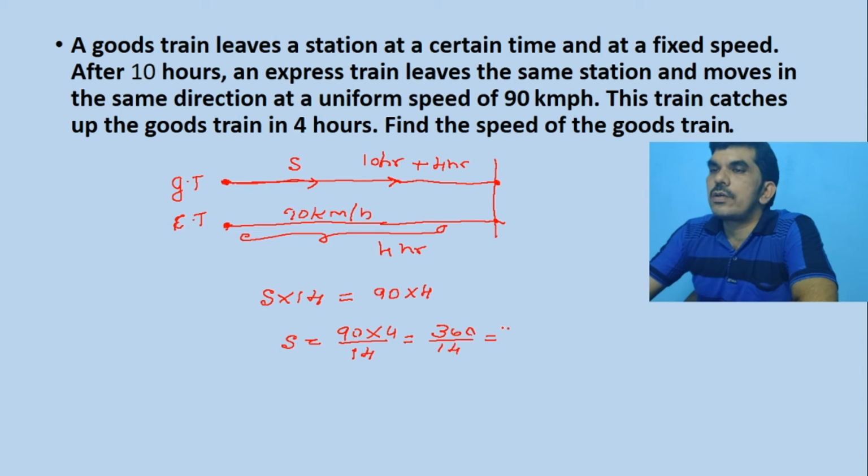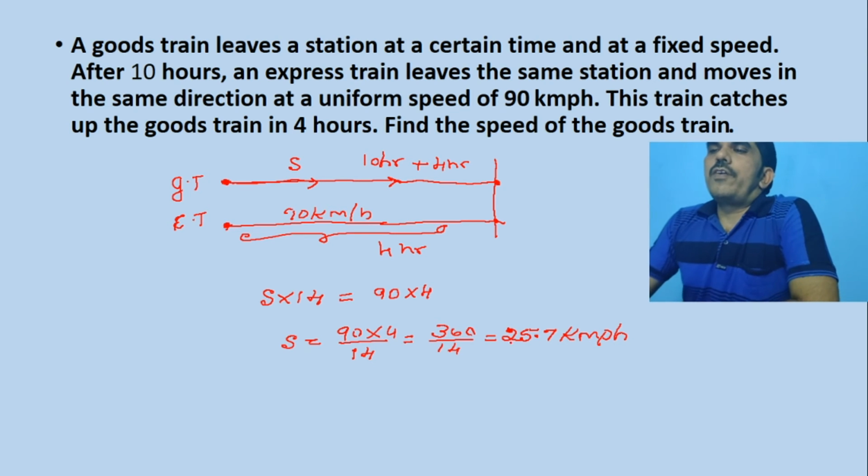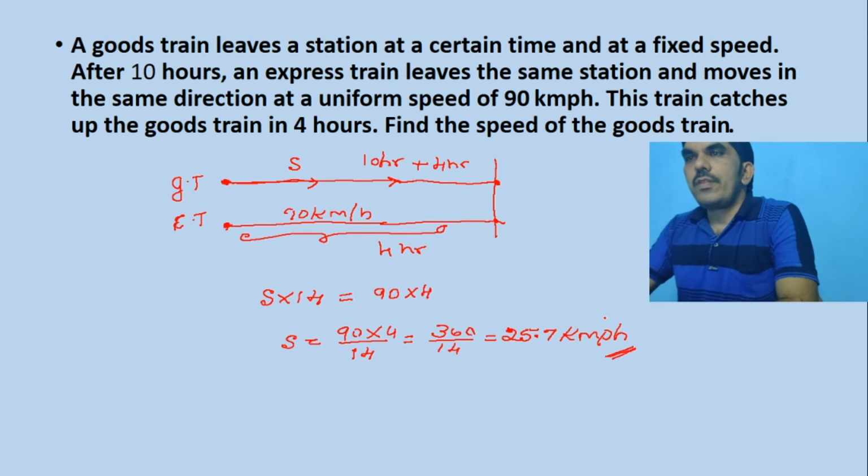That is 360 divided by 14: 14 twos are 28, 80, 80 means 5, 70, 10 means 7. So 25.7 kilometer per hour. So 25.7 into 14 equal to 360. So this is the speed of the goods train. Next.